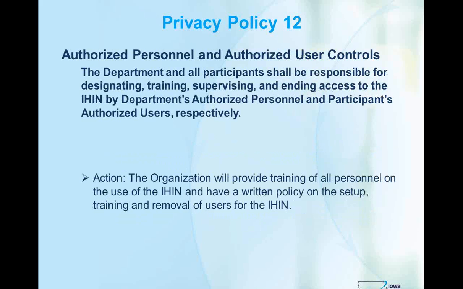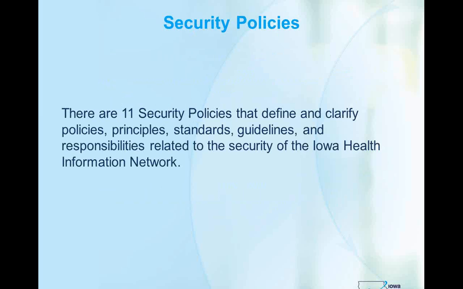The 12th and last privacy policy, Authorized Personnel and Authorized User Controls, specifies that IDPH and organizations will be responsible for designating, training, supervising, and ending access to the IHIN by authorized personnel. Your organization is responsible to train all personnel on the use of the IHIN and develop written policy on the setup, training, and removal of users for the IHIN. There are 11 security policies that define and clarify policies, principles, standards, guidelines, and responsibilities related to the security of the Iowa Health Information Network.